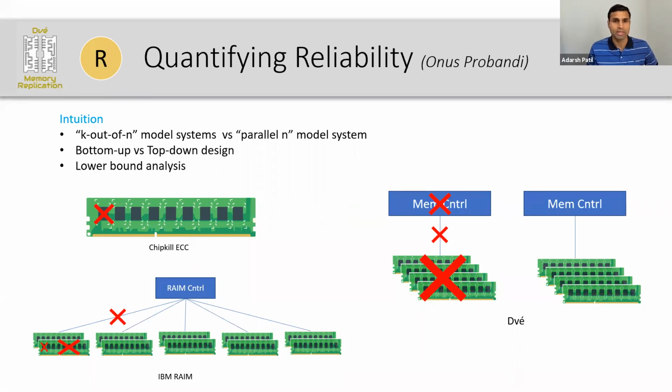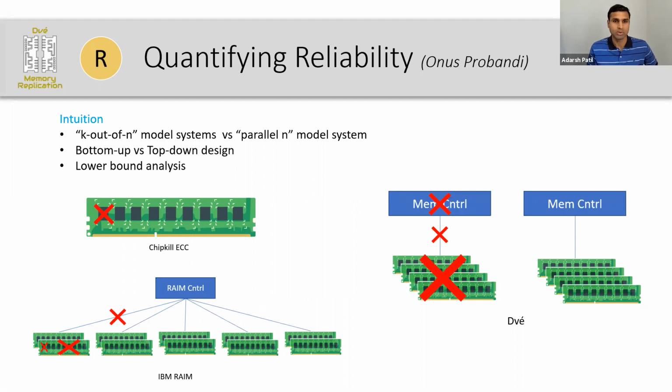Another notable point is that DWE protects memory holistically at the highest endpoint, that is, at the memory controller. And this resembles a top-down design approach, as opposed to chip kill and RAM, which aim to protect subcomponents in more of a bottom-up design philosophy.